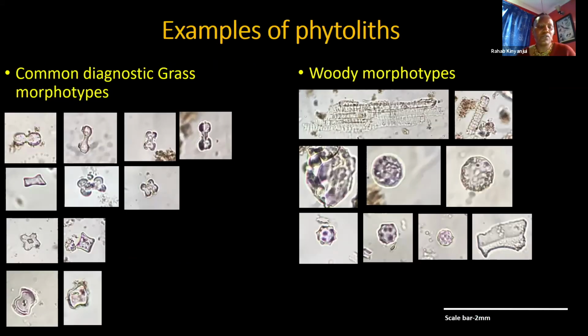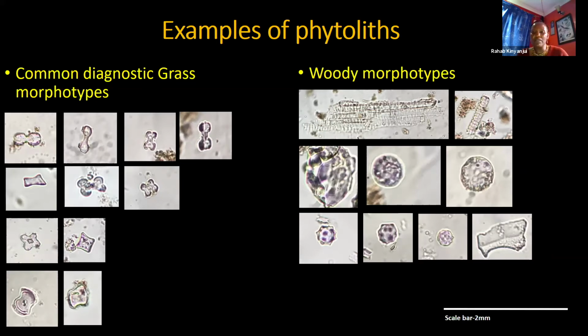I'm going to show you a few morphotypes that are commonly used. On my left side, the grass morphotypes, the first column is mainly bilobates, and they are very helpful in differentiating the C4 grasslands, especially the tall panicoid grasses versus the short chloridoid grasses. We have crosses and we have saddles that are very diagnostic of the chloridoid subfamily.